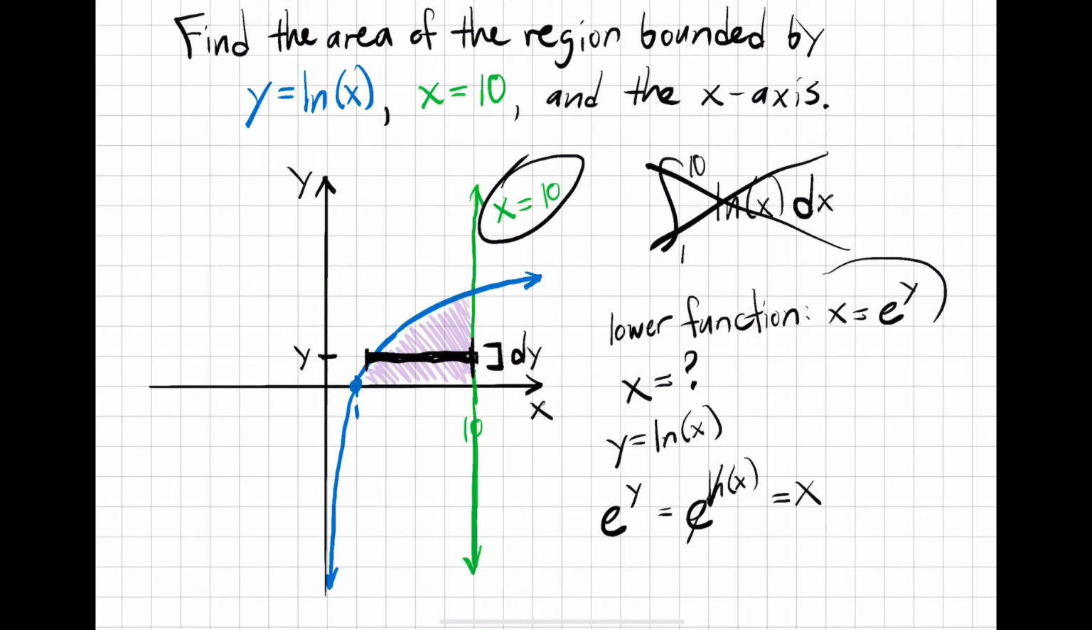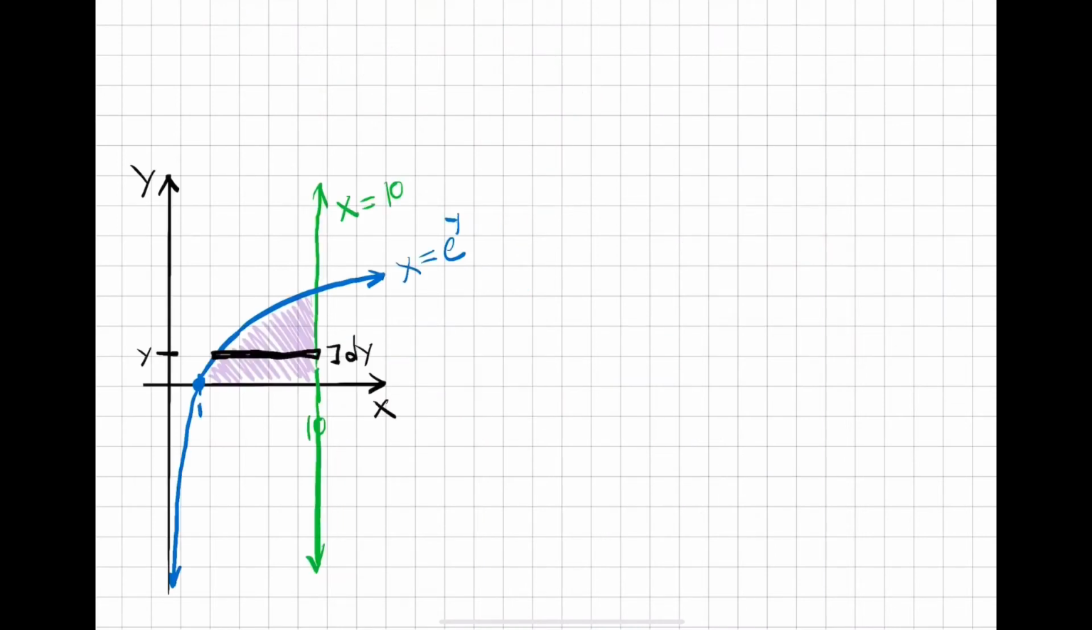Now we can set up a new integral with y as our variable. The area equals the integral of our upper function, which is our higher x value, which is just the constant 10, minus our lower x function, which is e to the y. Remember, the y is our variable, so this is okay. And of course, that is being multiplied by dy. 10 minus e to the y is the height, quote unquote, actually the length in this case of our rectangle, and dy is the width of our rectangle. So that product is the area.